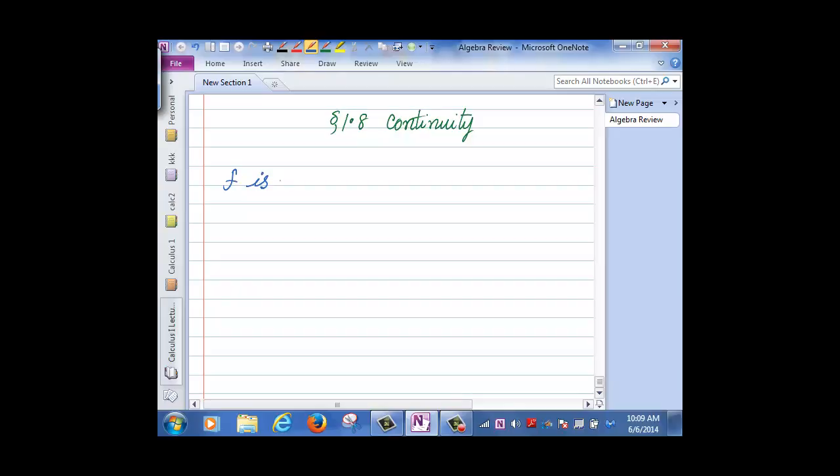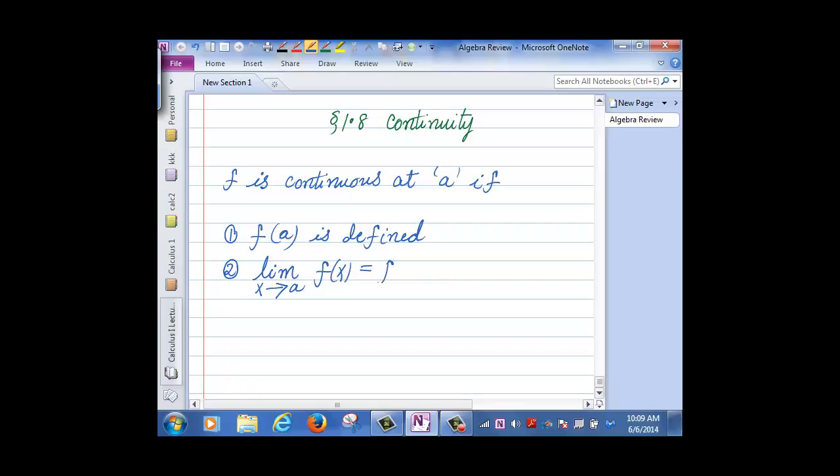F is continuous at some number a if number 1, f of a is defined, it means that a must be in the domain of f, and 2, the limit at a is the same as the value of the function at a.